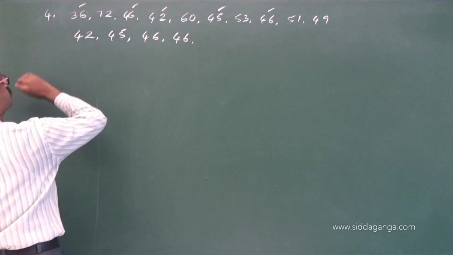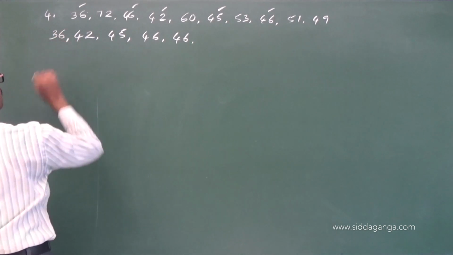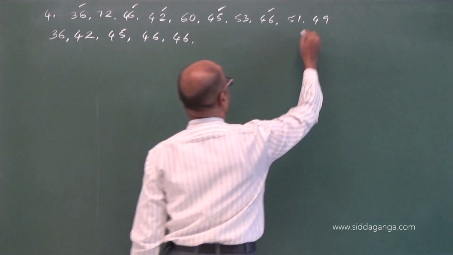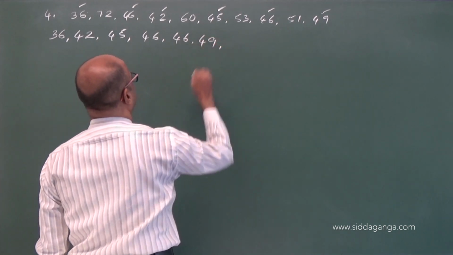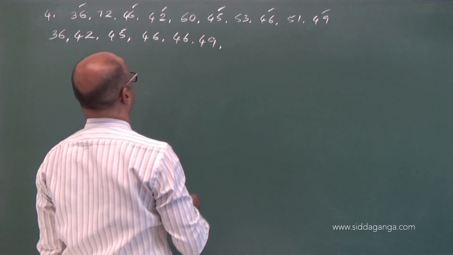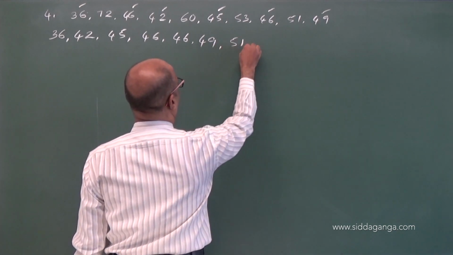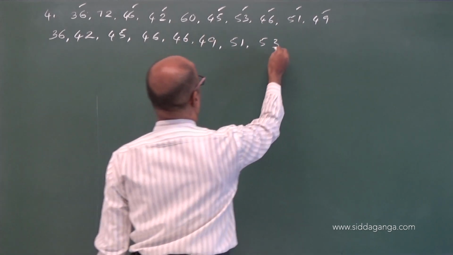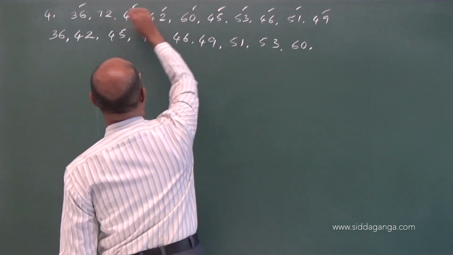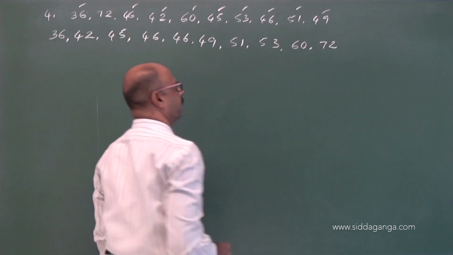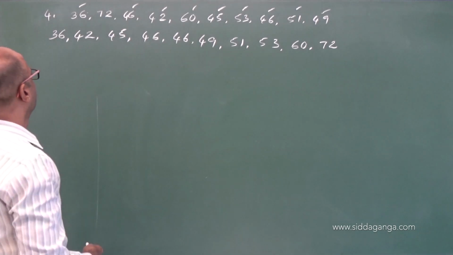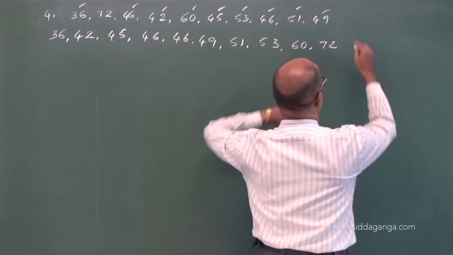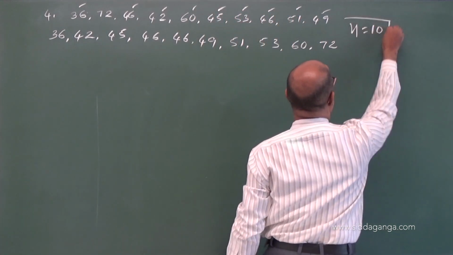You find 36, still a smaller number, so we'll write 36 at the beginning. And next we find 49, 49, and next 51 and 53. And next we find 60, and next we find 72. Count the numbers: 1, 2, 3, 4, 5, 6, 7, 8, 9, 10. So n is equal to 10, small letter n.